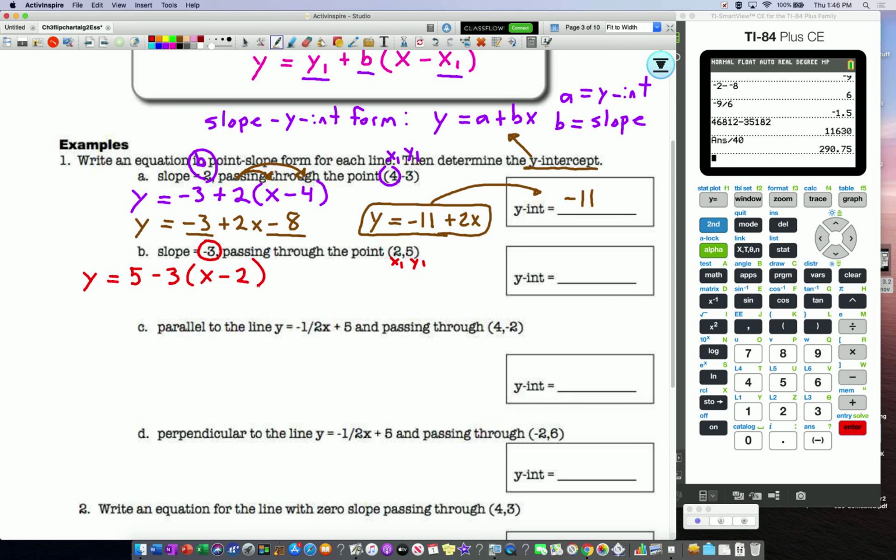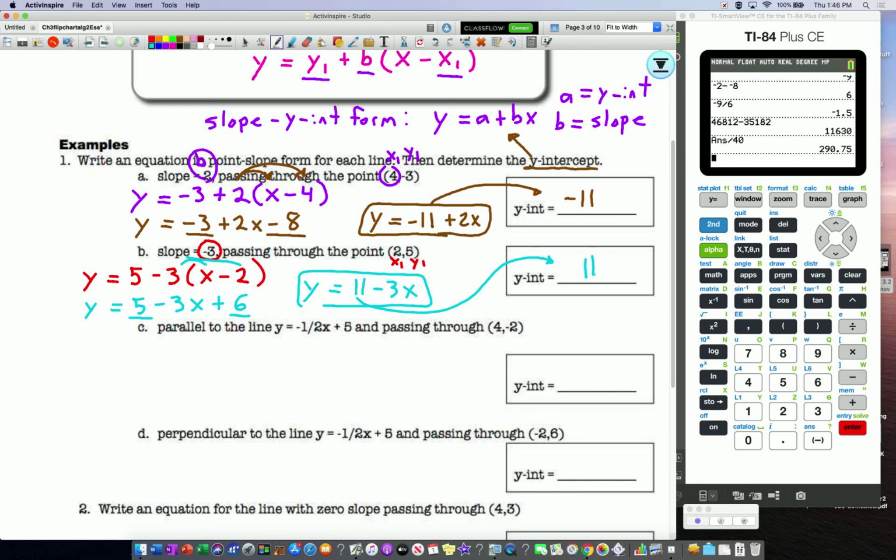So just like I did on the previous one, I need to distribute. So I get y equals 5. Negative 3 times x is minus 3x. Minus 3 times negative 2 is plus 6. Now I want to combine like terms. So I get y equals 11 minus 3x. So I have it in that form. Remember, the number itself is the y-intercept. So I get the number 11.